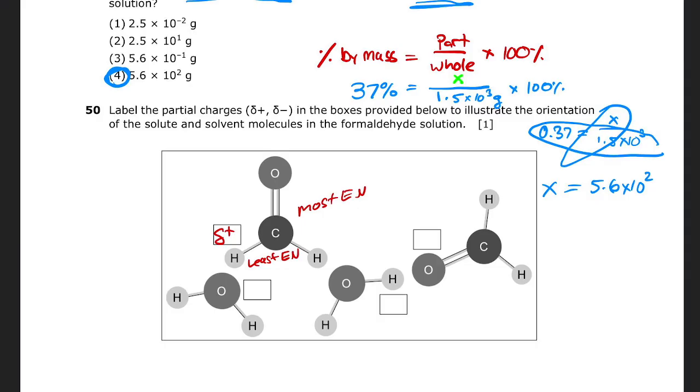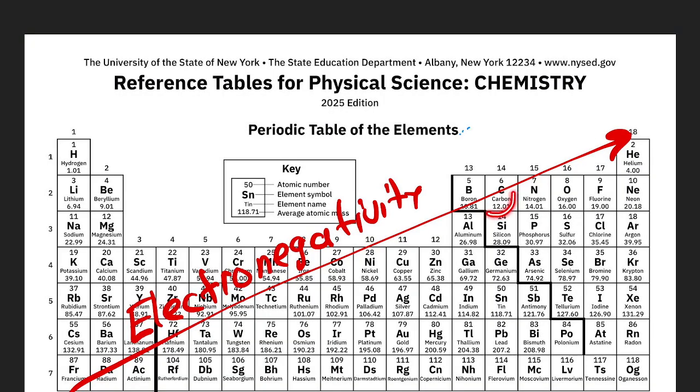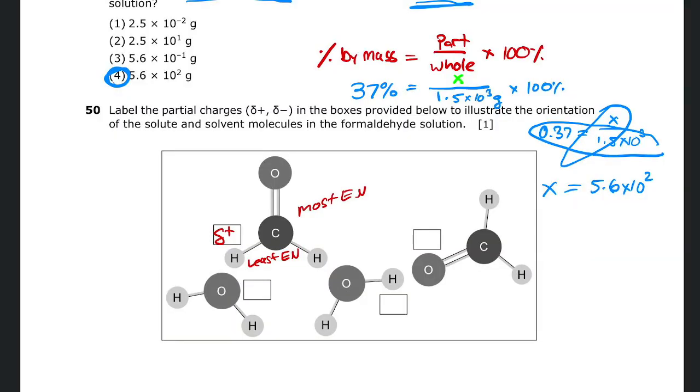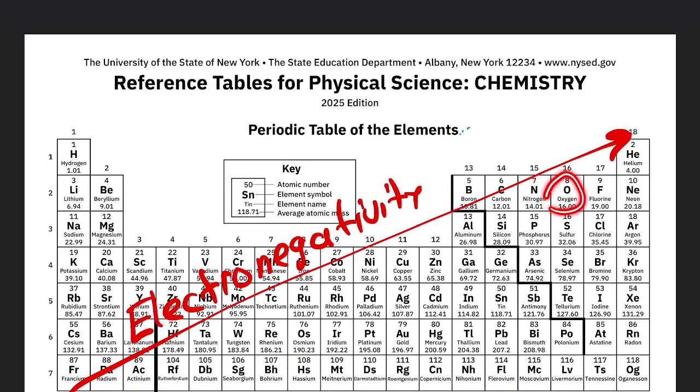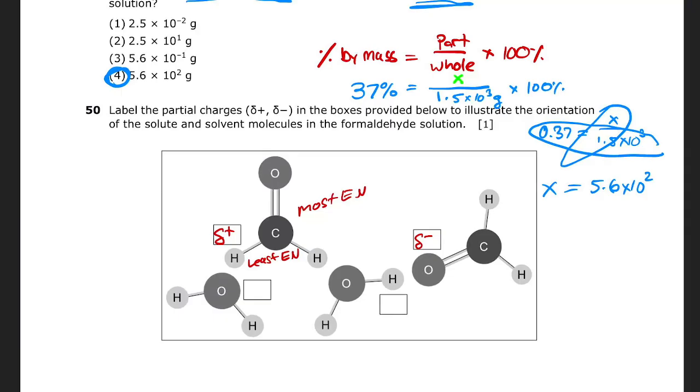If we're evaluating carbon and oxygen, we go back to the table. Here's carbon, here's oxygen. Oxygen is farther right, so oxygen will be the most electronegative. That means oxygen is going to be partially negative. Between oxygen and hydrogen, we go back and look. Here's oxygen, here's hydrogen. This is the most electronegative, which means it's going to be partially negative. So we will assign a partial negative on the oxygen, and we'll assign a partial positive on the hydrogen.